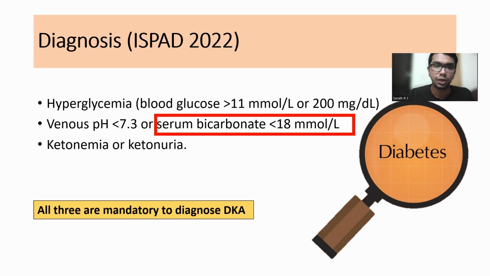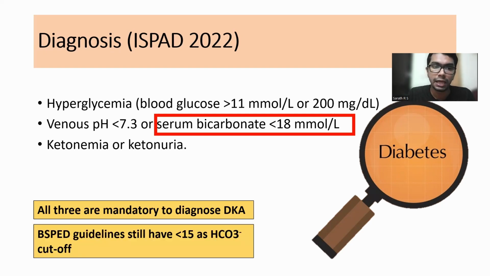You might have already noticed that serum bicarbonate levels are less than 18 as per ISPAD 2022, the latest one. If you remember, previously it was less than 15. So ISPAD has changed their diagnostic algorithm. However, BSPED guidelines still use the older cutoff, that is less than 15.